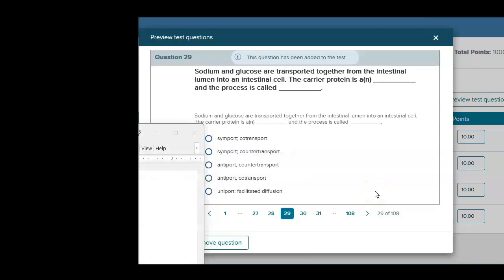Next question. Sodium and glucose are transported together from the intestinal lumen into an intestinal cell. The carrier protein is a blank, and the process is called blank. And the options are going to be symport, antiport, uniport. So let's take a look at the figure. I'll give you 5 seconds so you can think about the answer.